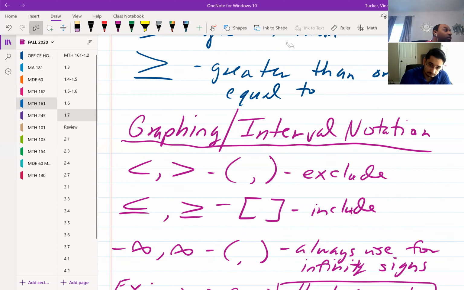If we're using less than or equal to, or greater than or equal to, we'll use the bracket. That means we will include it. And parentheses will always be attached to your infinity symbols, negative infinity and positive infinity. You can never include infinity because you can always go to the next number.